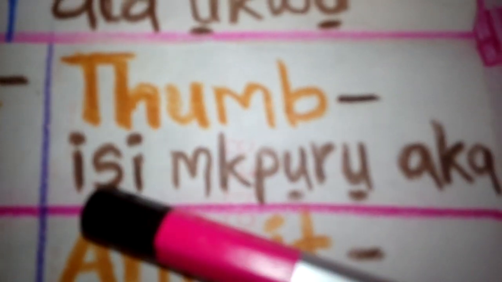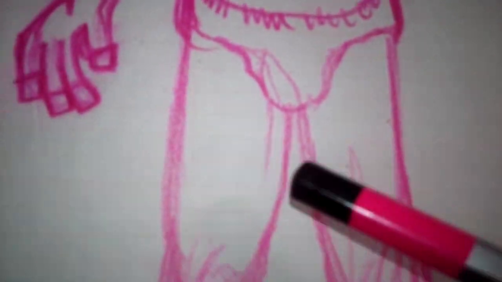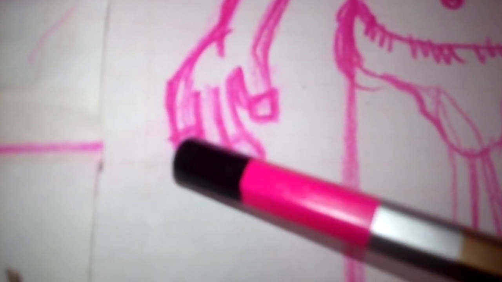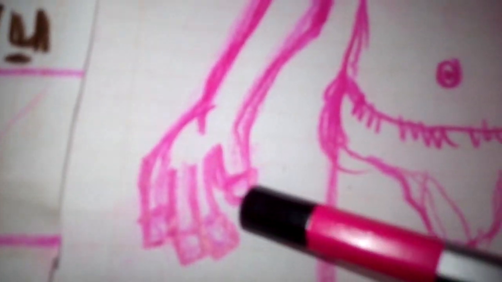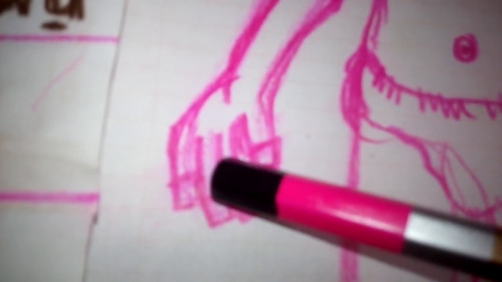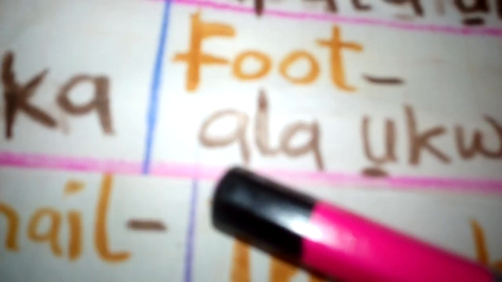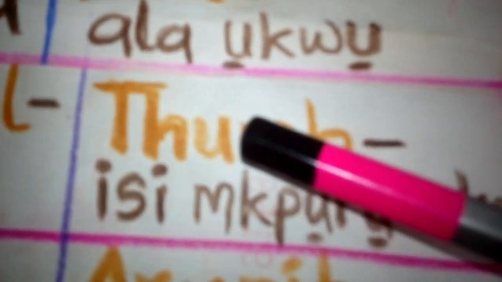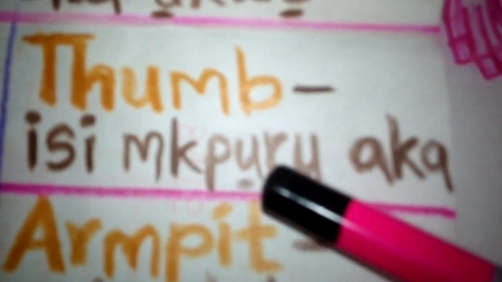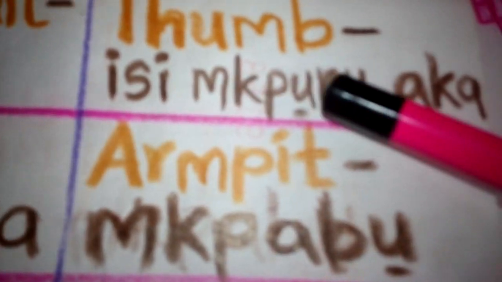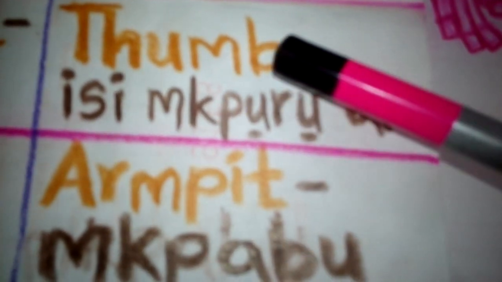Thumb. Isi mkpuru aka. Mkpuru aka is all these fingers. The thumb is the isi mkpuru aka, that is the biggest of your fingers. This big one is what is called thumb, and in Igbo, isi mkpuru aka. Mkpuru aka is fingers, so isi mkpuru aka is the thumb.